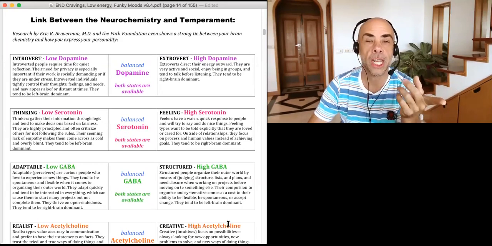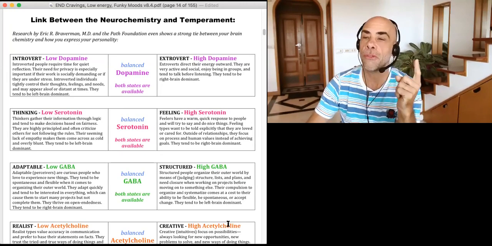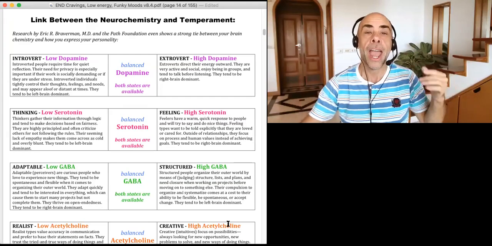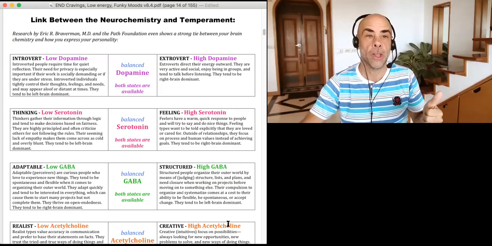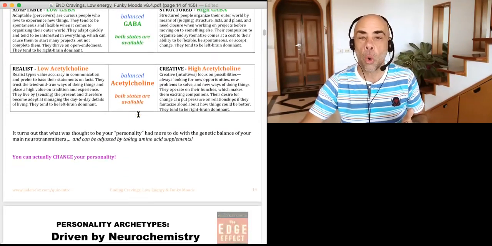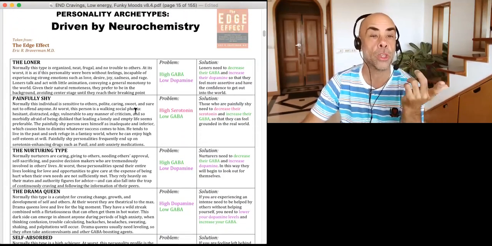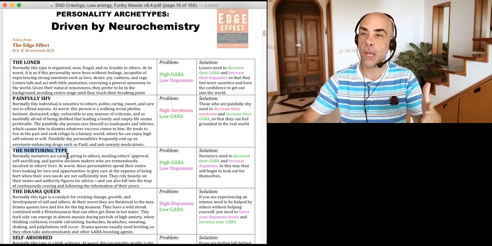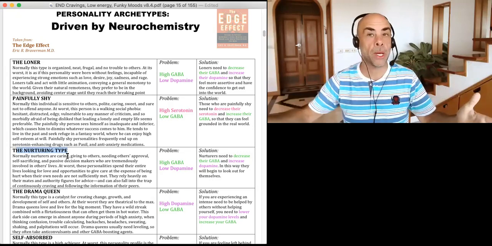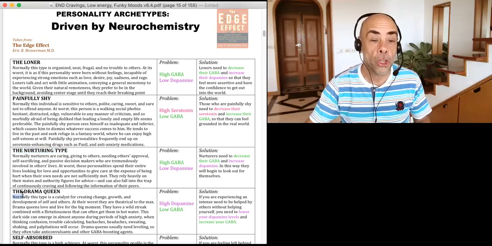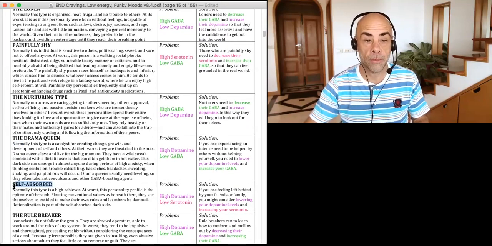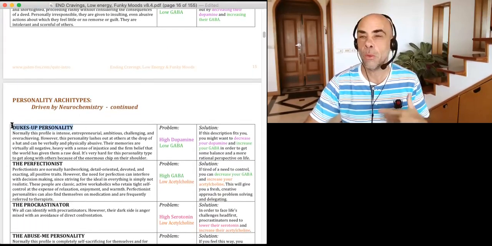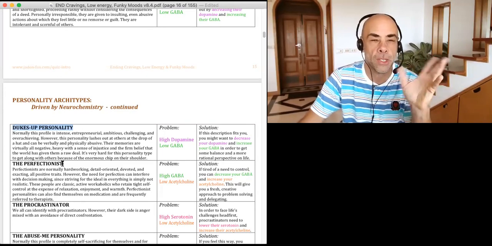So what's fascinating, and I'm not going to go into this in depth, but it's in the book, is they actually found that your levels of dopamine, serotonin, GABA, acetylcholine actually affect your temperament, your character. What they used to think of as qualities that are just you actually have more to do with your neurochemistry. People who are loners, painfully shy, or nurturing, like the motherly type, but they're nurturing at their expense. They want to help everybody, but they aren't helping them. The drama queens, people who are self-absorbed, they just focus on themselves. Rule breakers, the rebels, the people who fight with everybody and everything for no reason. They just fight with people.